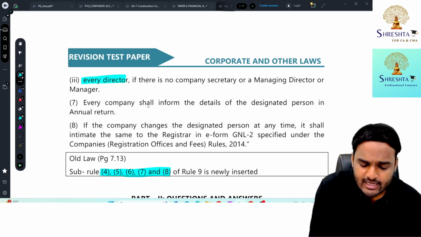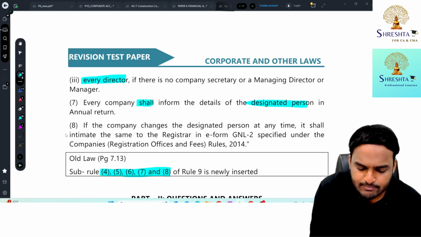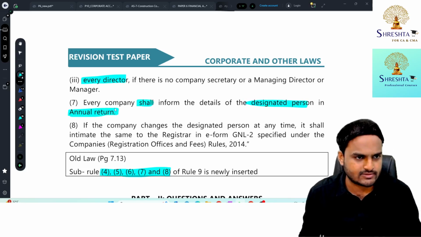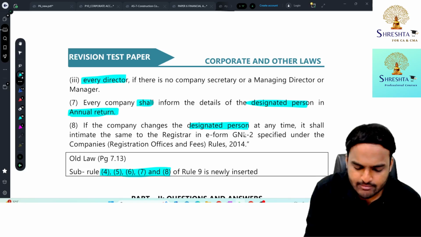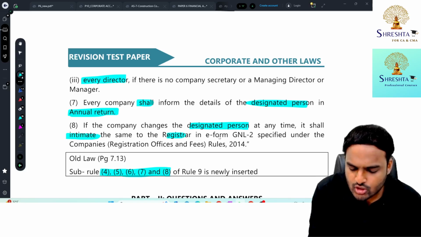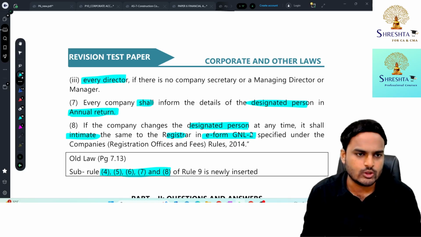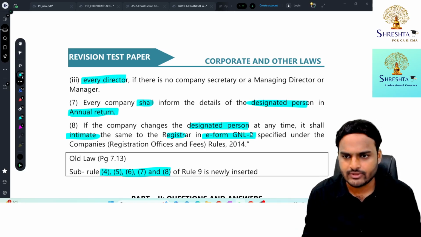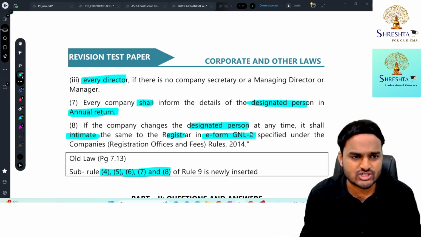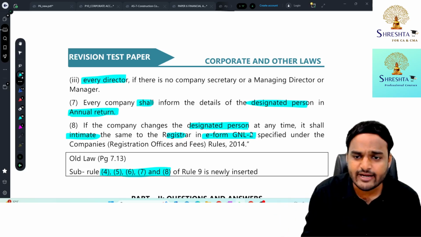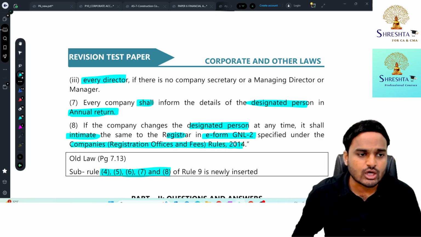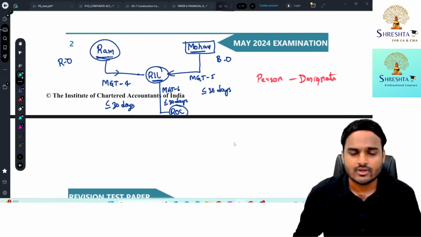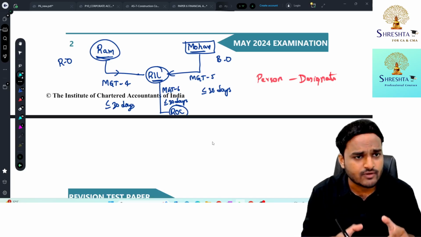Understood? Every company shall inform the details of designated person in annual return. If company changes the designated person at any time, it shall intimate the same to registrar in e-form GNL2. GNL stands for general. GNL2, it's a general intimation. GNL2 specified under companies registration offices and fees rules 2014. Understood?